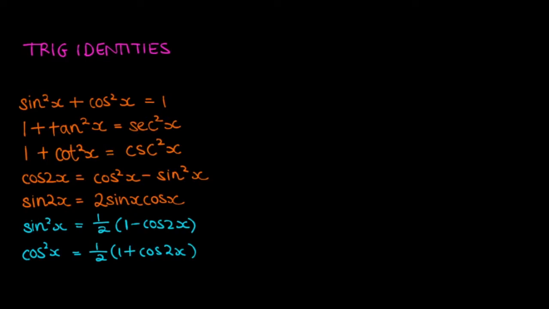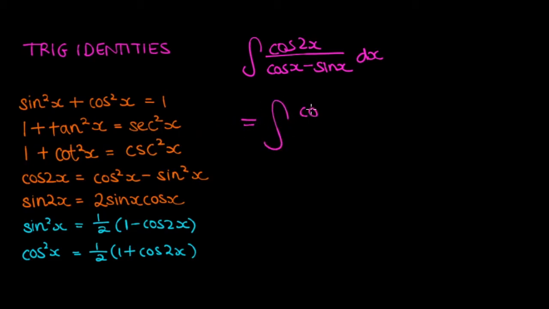For our next example, we have the integral of cosine 2x over cosine x minus sine x. The identity that we need to use in this case is going to be cosine 2x equals cosine squared x minus sine squared x. So if we plug that in, our integral becomes cosine squared x minus sine squared x over cosine x minus sine x.